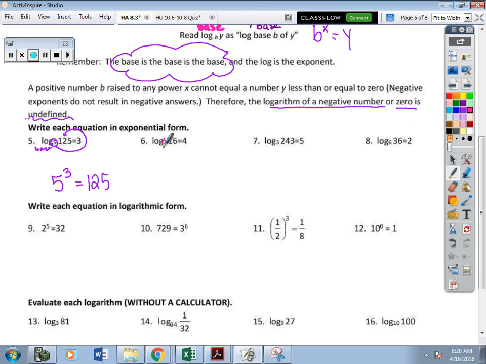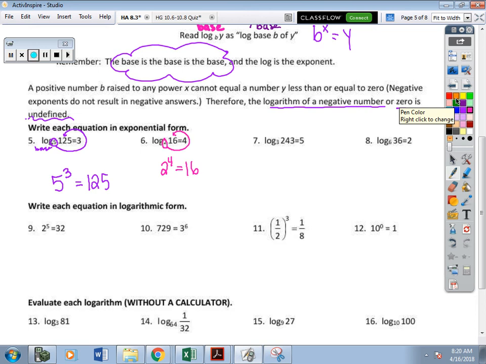The next one, the base was 2, so this will be 2 to the fourth is equal to 16. They're not always going to be this easy. We're going to throw in variables, and you're going to have to solve them. This is just practicing switching it all around. What would the next one be in exponential form? What to the what power equals what?